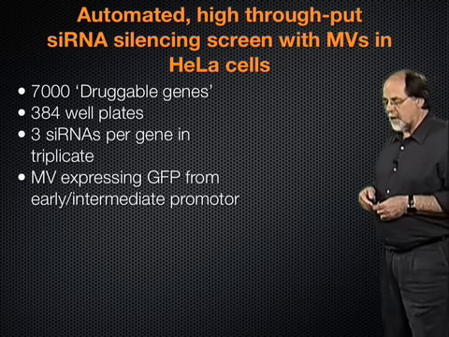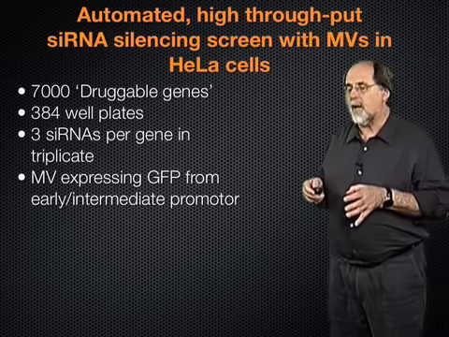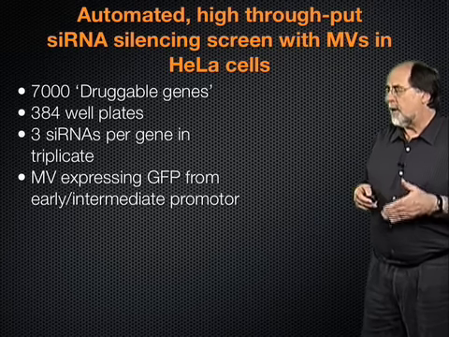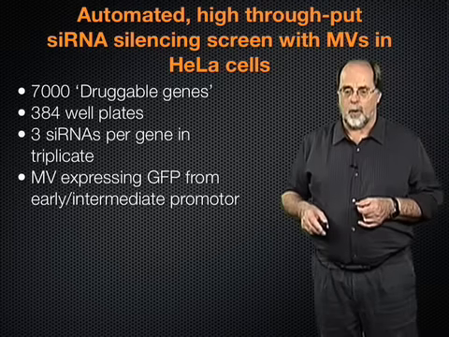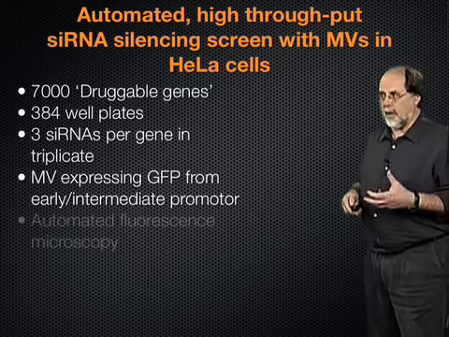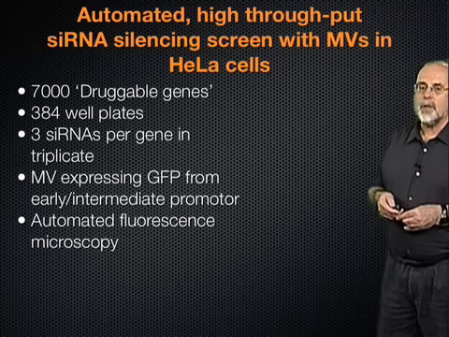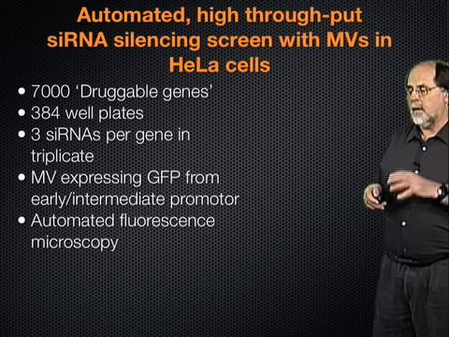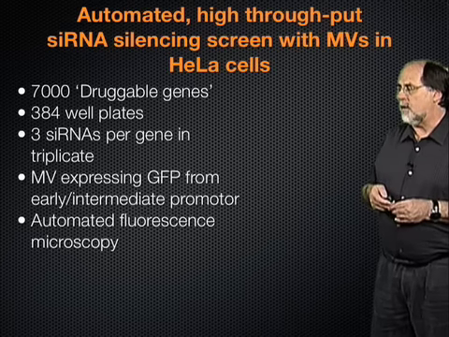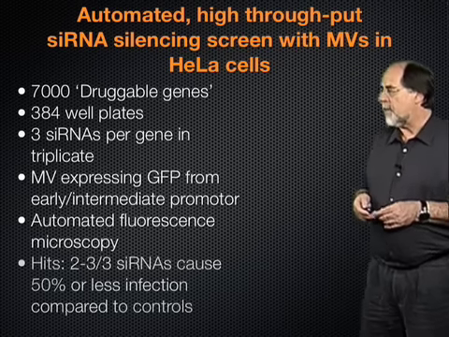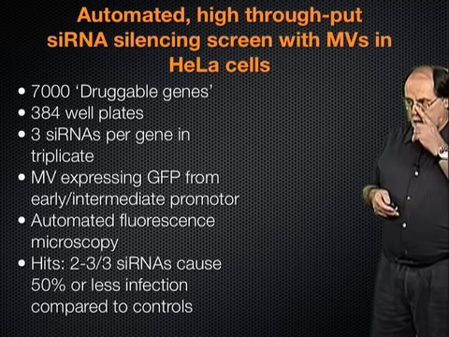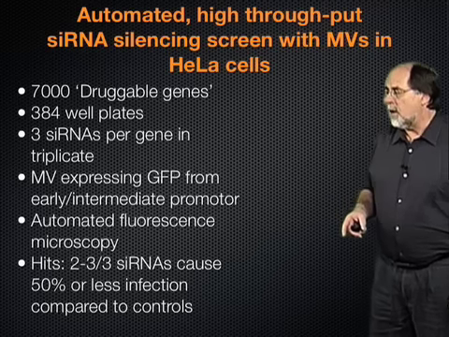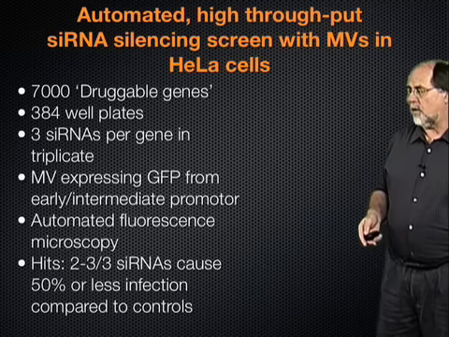Moreover, we expressed in this case mature virus, Vaccinia, in which the GFP was included so that it was expressed from an early intermediate promoter. So when the cell got infected, it became green. And then readout was using an automated fluorescence microscopy setup where pictures were taken from all the wells, and then you will see in a moment how that can be used to detect infection. So we defined hits as those which had 2 or 3 out of the 3 siRNAs cause either 50% or less infection in cells compared to controls.